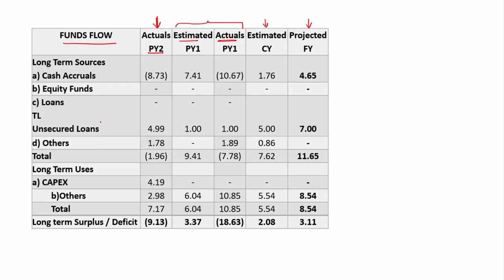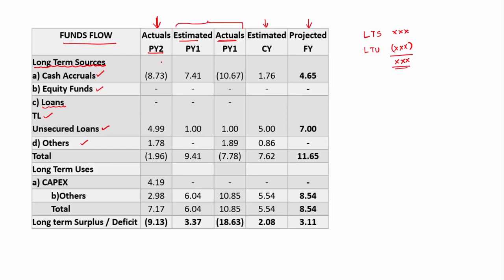So this fund flow statement, as I already said, will list out all long-term sources. It will list out long-term uses. Then you will know whether there is any surplus or deficit of long-term funds. So now let's look at this case. What are the possible long-term sources? Number 1, cash accruals. Number 2, equity funds. Number 3, it can be loans in the nature of term loan, unsecured loans, and any other long-term sources. For example, sale of fixed assets is also a long-term source. Sale of long-term investment is also a long-term source.